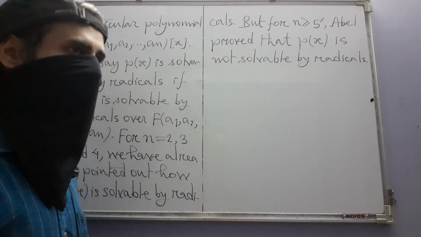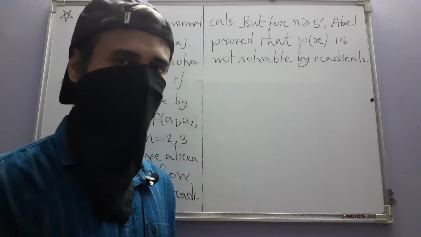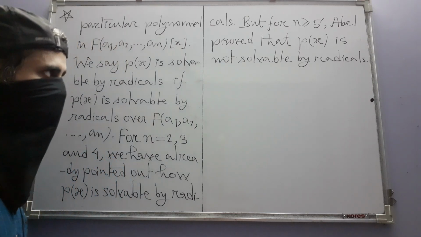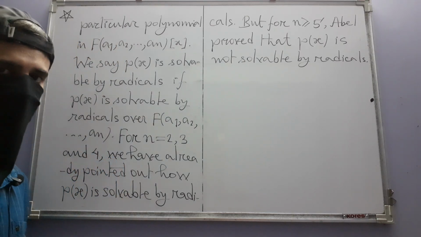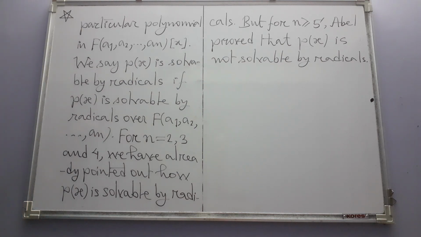That means the general polynomial of degree 5 or 6 or any higher degree cannot be solvable by radicals. No, it is not solvable, and that fact was proved by Abel.